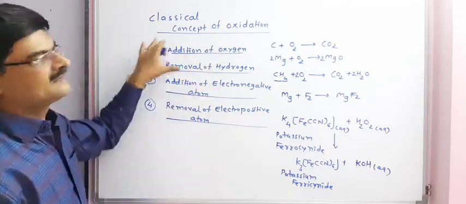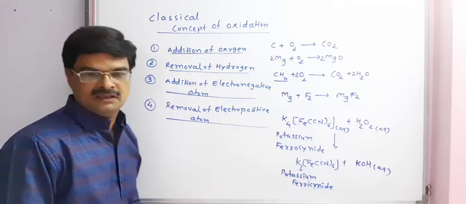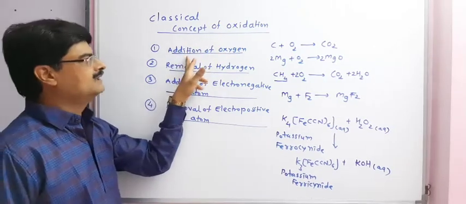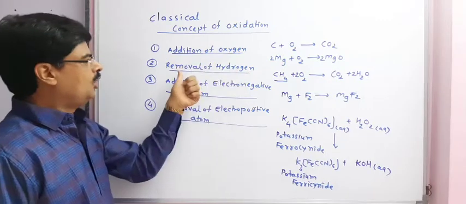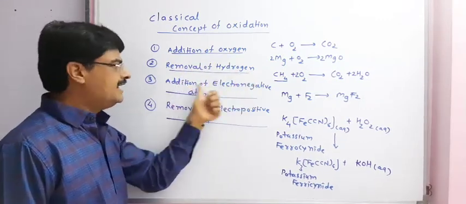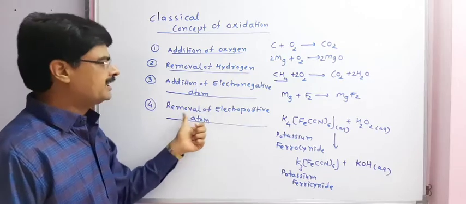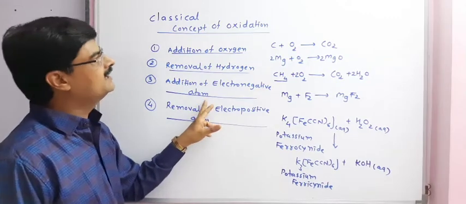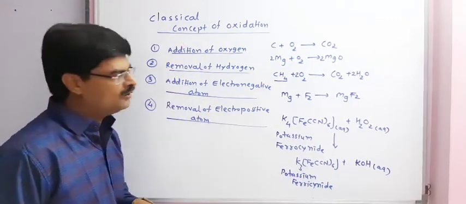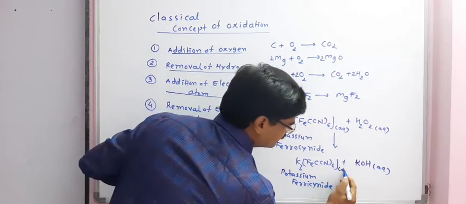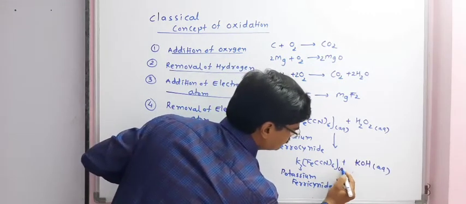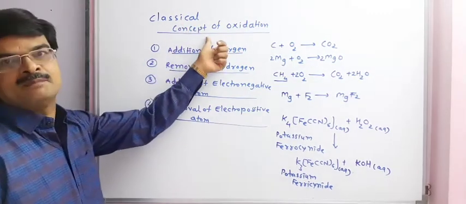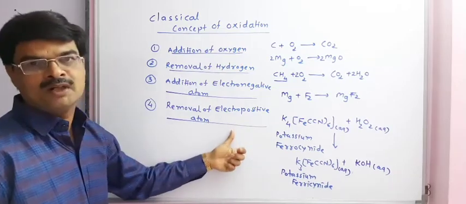So this was the classical concept of oxidation. From these examples, what can be the definition of oxidation? Either addition of oxygen or removal of hydrogen, or addition of electronegative atom or removal of electropositive atom. So we can understand the classical concept of oxidation by utilizing all these 4 examples.